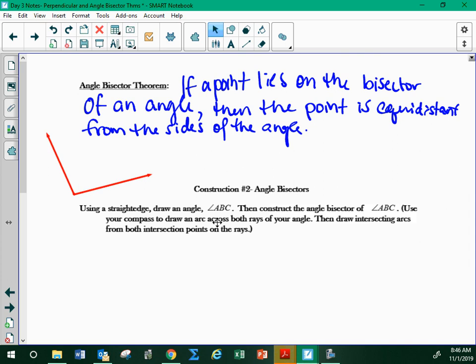Okay, I'm going to call this A, B, and C. And I'm putting A and C on here simply so that I can label it. I'm not saying that they're the same distance away. All right, and then again, do your best to draw an angle bisector. We'll put markings on our diagram to indicate that it is such.